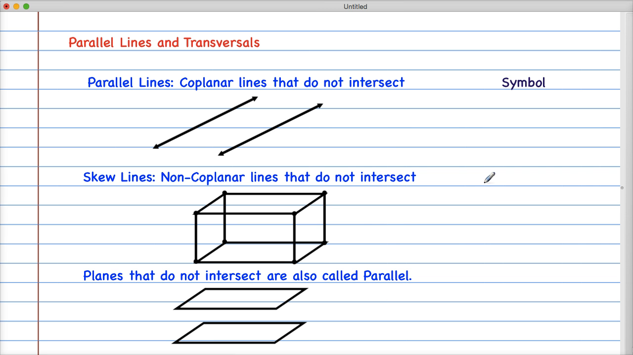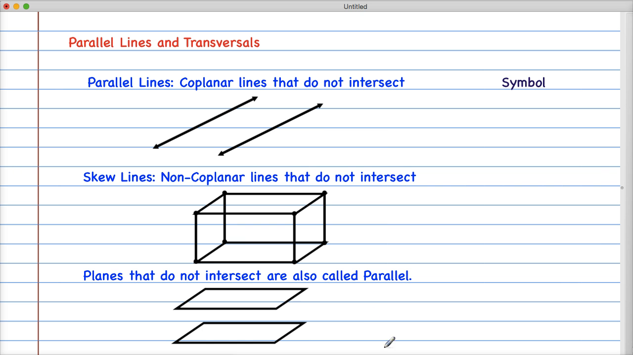So first off, let's start with some vocab. I want you to write down all of these vocab terms and their definitions, and then also draw in the diagrams here as well. The first thing we're going to talk about are parallel lines. Parallel lines are coplanar lines that do not intersect.